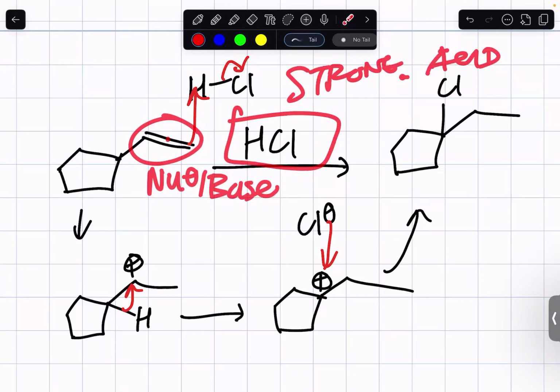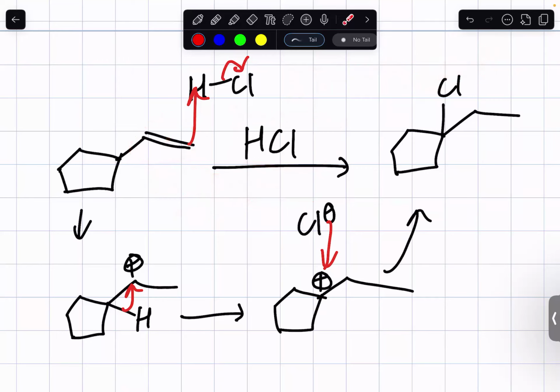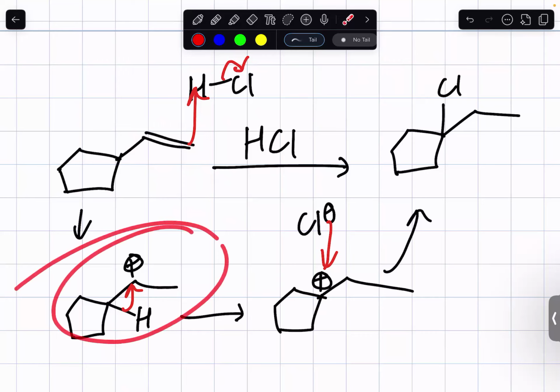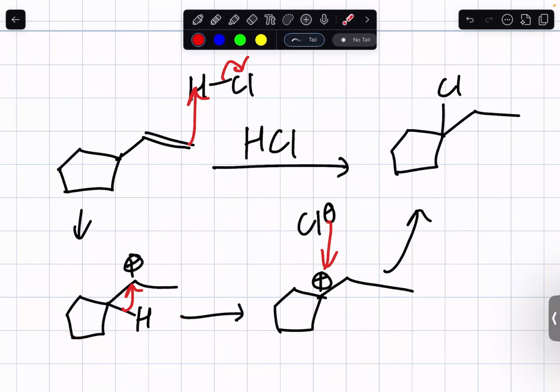So because you see a strong acid and a base, we're going to do an acid-base reaction in the first step, right? And that would create the more stable intermediate, the more stable carbocation. So there are a lot of conceptual things going on behind the scenes here that you have to understand, that will help you figure out what's going to happen in the reaction on the test.